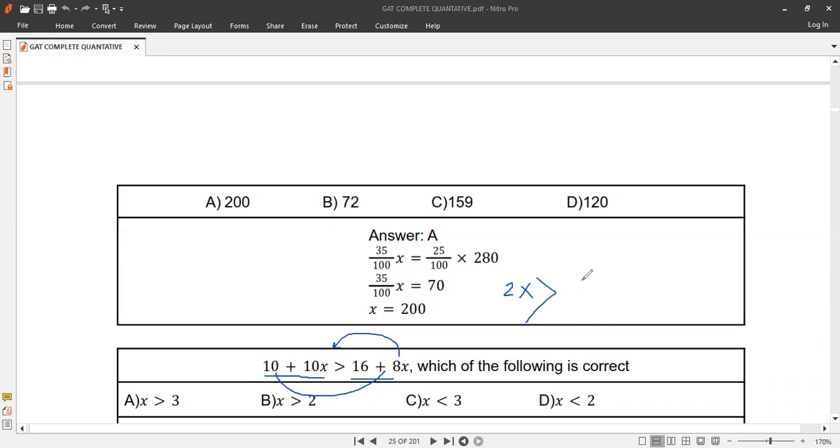16 minus 10, 6. I divide by 2. I divide both sides by 2. So x is greater than 3. X is greater than 3.